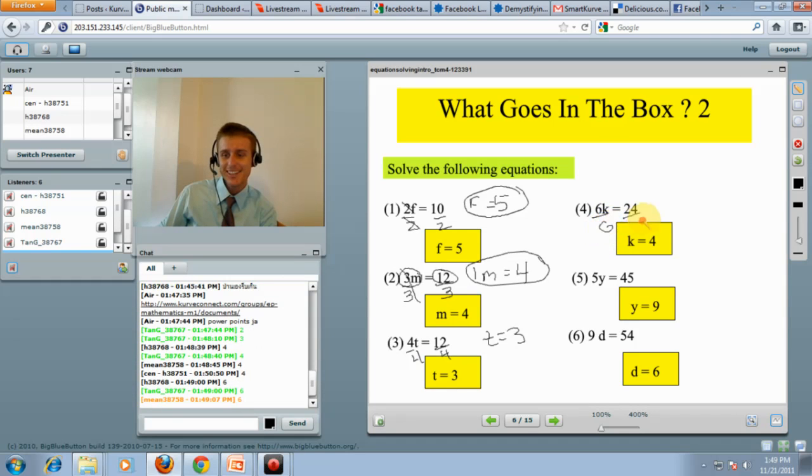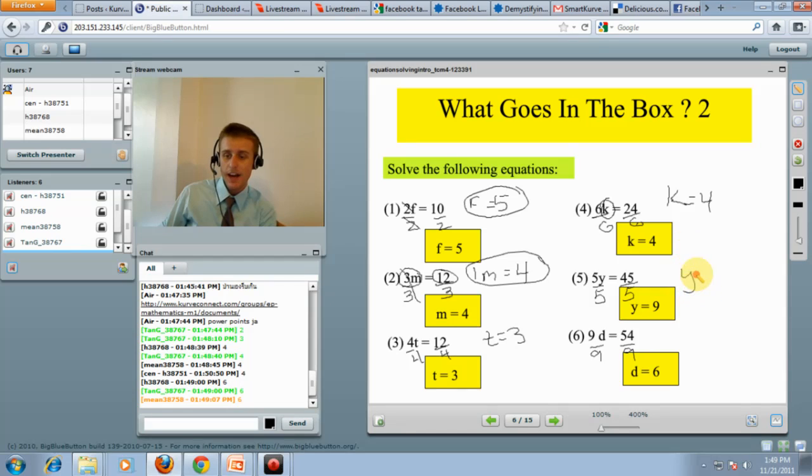6, correct. We divide each side by 6. We want to get this letter alone. So we have k equals 4. In number 5, we're dividing by 5. In number 6, we're dividing by 9.